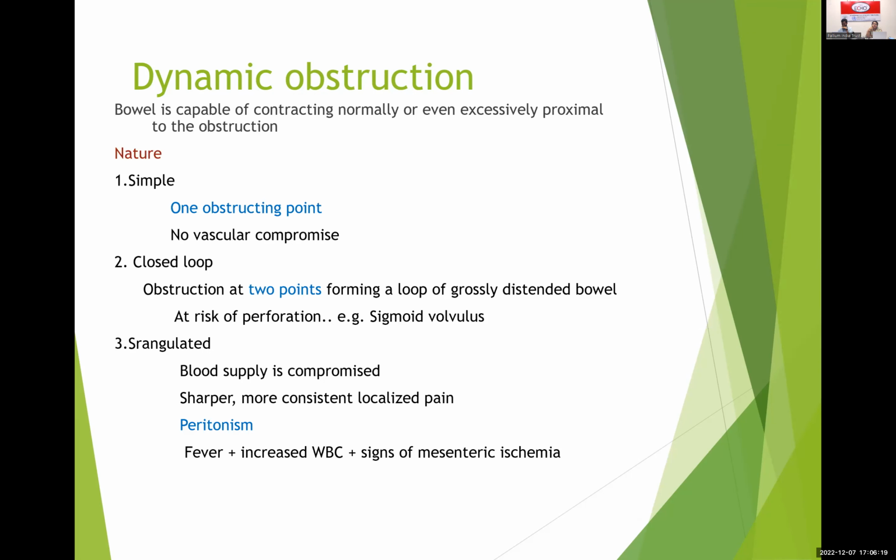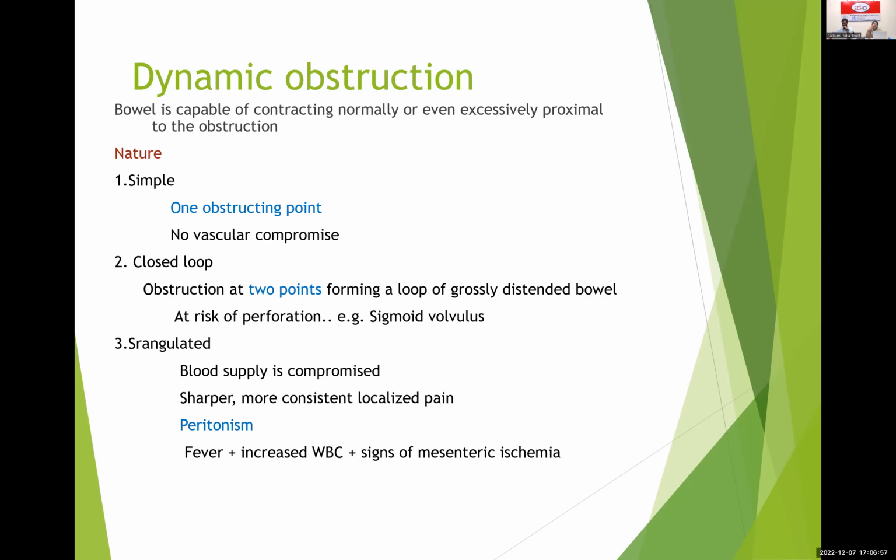In dynamic obstruction, the bowel is capable of contracting normally or even excessively proximal to the obstruction. For example, depending upon the nature, if it is a simple obstruction, there is obstruction only at one particular point, and there is no vascular compromise. Whereas in closed loop, the obstruction is happening at 2 points. It forms a loop, and grossly you can see the bowel will be distended in such cases. Here there is a risk of perforation, something which we can see in a sigmoid volvulus.